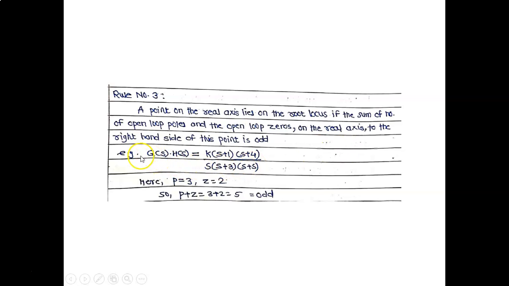Now consider the example, G(s)H(s) is equal to K into bracket s plus 1 into s plus 4 divided by s into bracket s plus 3 into s plus 5. Here P is equal to 3 because the number of s terms in the denominator is 3, that is s is equal to 0, s is equal to minus 3 and s is equal to minus 5, and Z is equal to 2, that is the number of s terms in the numerator, that is s is equal to minus 1 and s is equal to minus 4. Therefore P plus Z, addition we have to make because summation is there. P plus Z is equal to 3 plus 2 is equal to 5, which is odd.